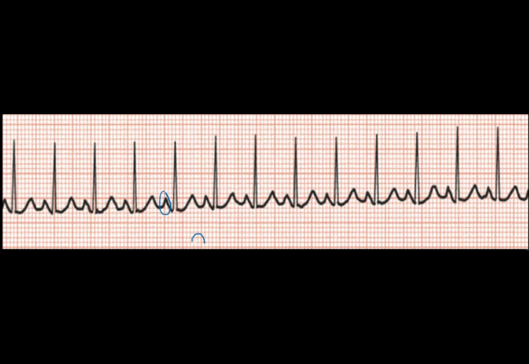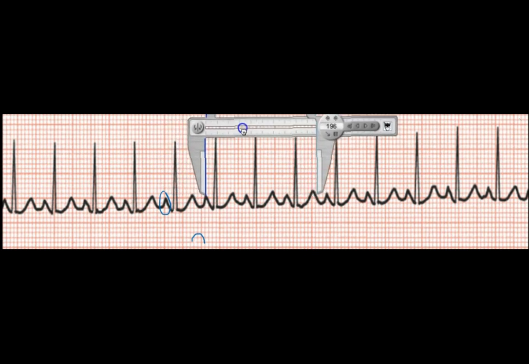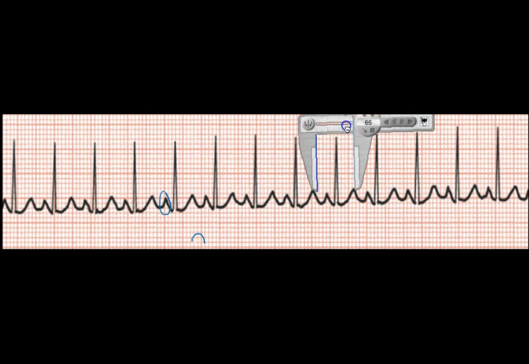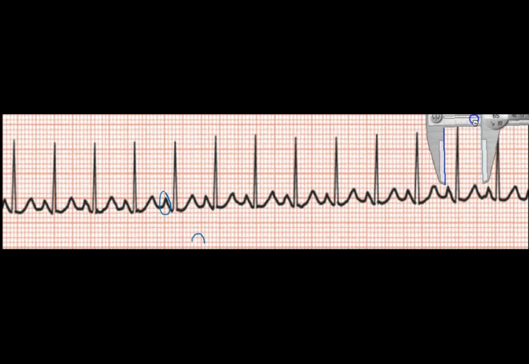And just for simplicity, I'm not going to circle each one, but we're going to measure them. So if they're P waves, they should line up. And we're again doing a P to P. And we'll move our waves down. And it looks like they line up. Another thing to take a look at sometimes is that you may be able to see that they also line up with the QRS complexes. So that makes life a little bit easier as well.